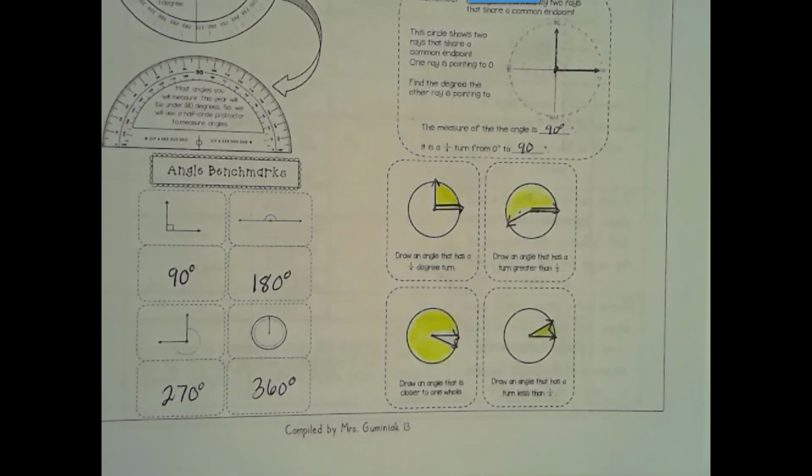Okay, so we finished part 1. Now on to part 2 with our 3-column notes and investigating more with angles and degrees.